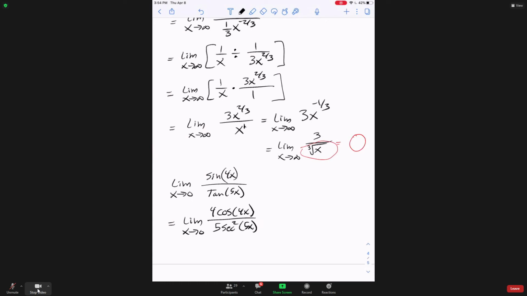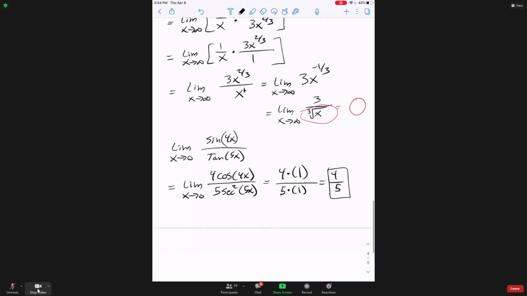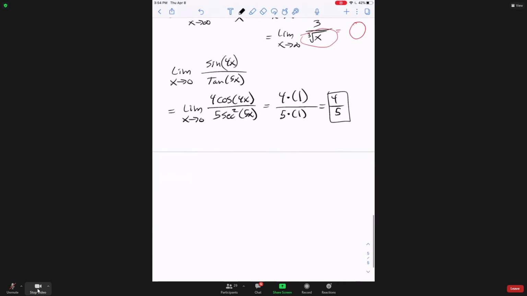Now let's try to plug in 0. On top, I get 4 times cosine of 0, which is 1. On the bottom, I get 5 times, well, secant is 1 over cosine. Cosine of 0 is 1, square it, it's still 1, and 1 over 1 is 1. So the answer is 4/5. That's pretty easy, right? Okay, so let's do one more here.